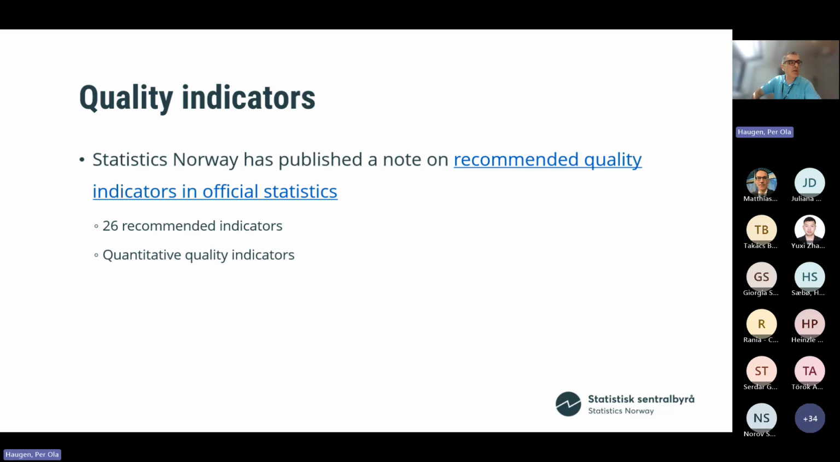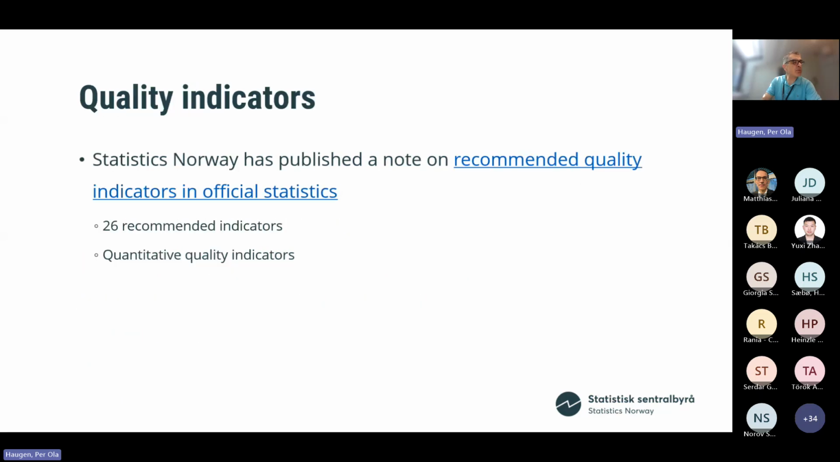In this note we are focusing only on quantitative quality indicators that can be measured. And in this note we have 26 recommended indicators. These indicators are very much inspired by and based on SIMS, the European framework for reference metadata. In SIMS, you have 99 indicators, and 16 of these are numeric or quantitative indicators. We have added 10 more to this list of SIMS indicators, especially on the process phase in the GSBPM, like different points of view on the editing process.